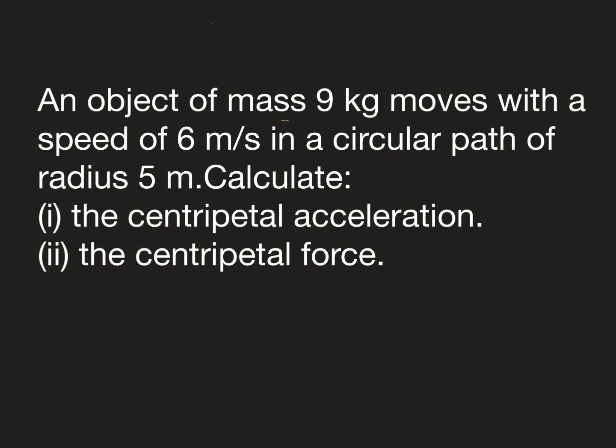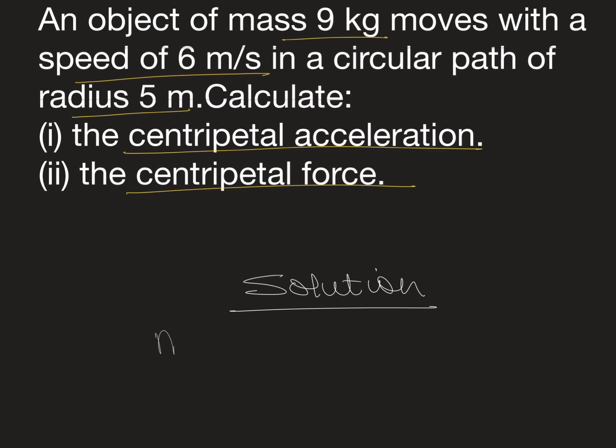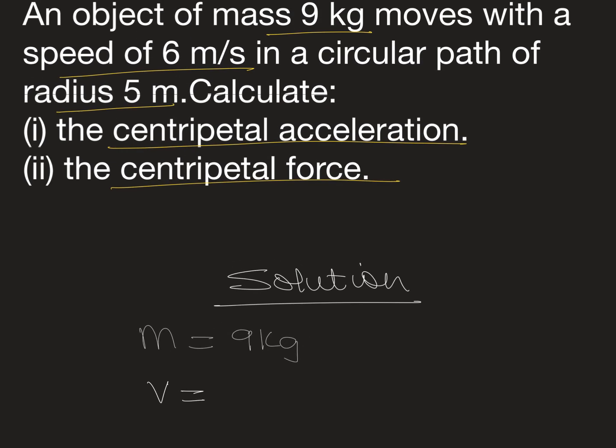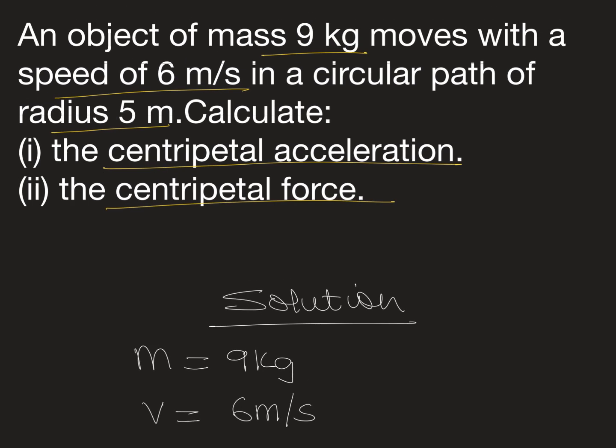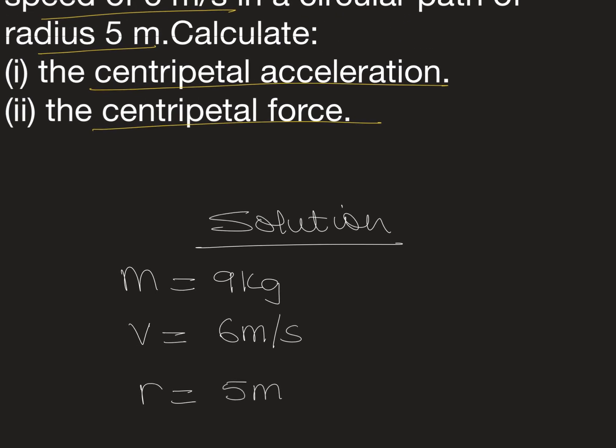An object of mass 9 kilograms moves with a speed of 6 meters per second in a circular path of radius 5 meters. Calculate the centripetal acceleration and the centripetal force. Solution: the mass of the object is 9 kilograms. It is moving with a linear velocity or speed of 6 meters per second. The radius of the circle is 5 meters.